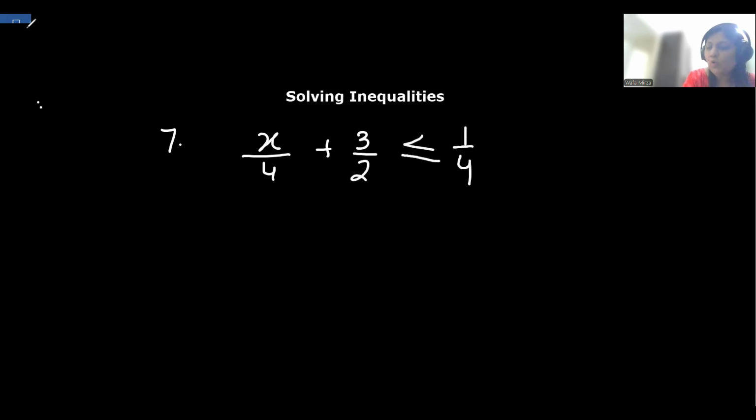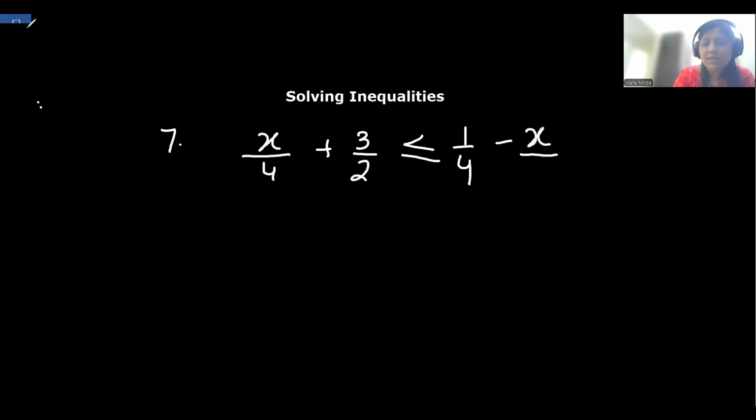Question number 7. It is x by 4 plus 3 by 2 is less than or equal to 1 by 4 minus x. First of all, whenever we have to deal with fractions, whether it is addition or subtraction, you should make the denominator the same. Then we will do anything else, right?